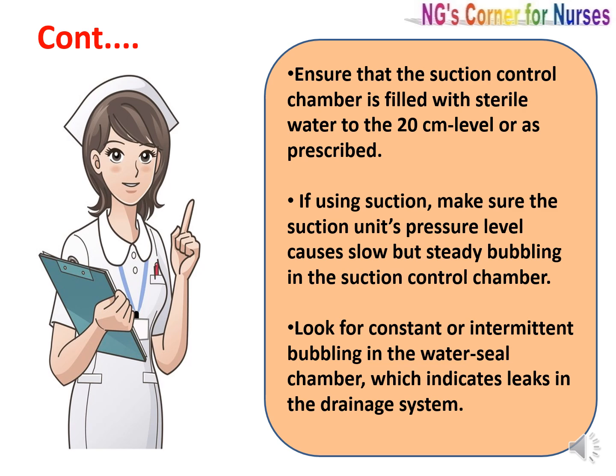If using suction, make sure the suction unit's pressure level causes slow but steady bubbling in the suction control chamber because it denotes the proper functioning of the system. Look for constant or intermittent bubbling in the water seal chamber which indicates leak in the drainage system.